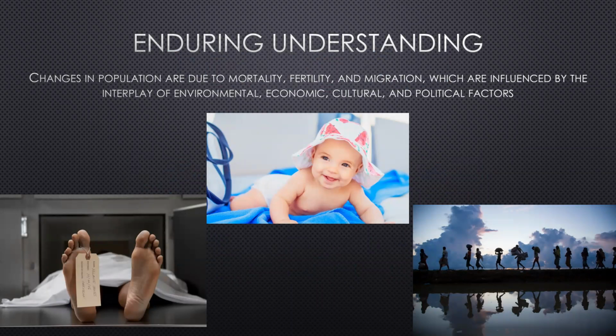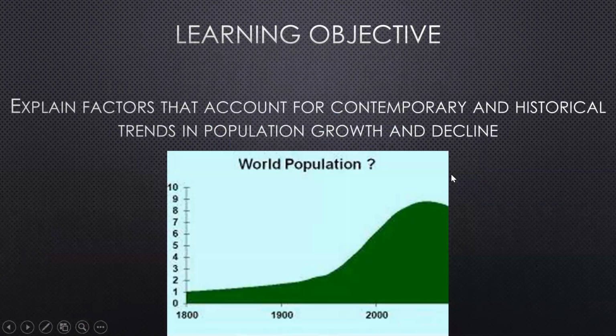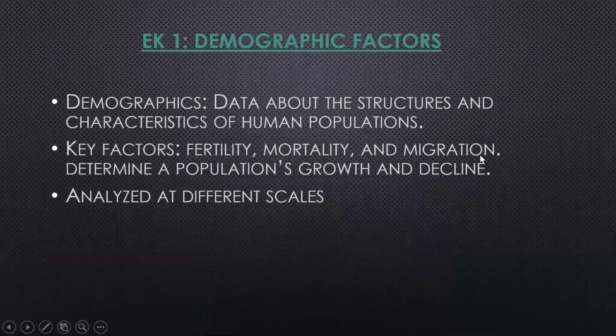During understanding in this topic here, right? Changes in population are due to mortality, fertility, and migration, which are influenced by the interplay of environmental, economic, cultural, and political factors. That all makes sense, right? But here's the learning objective. You should be able to explain factors that account for contemporary and historical trends in population growth and decline.